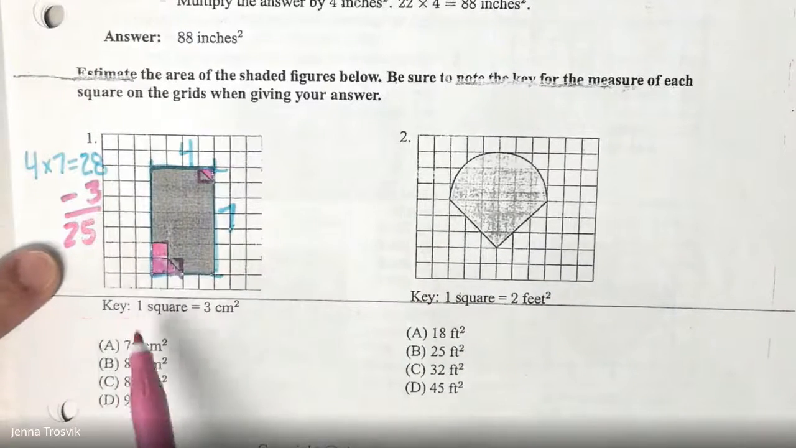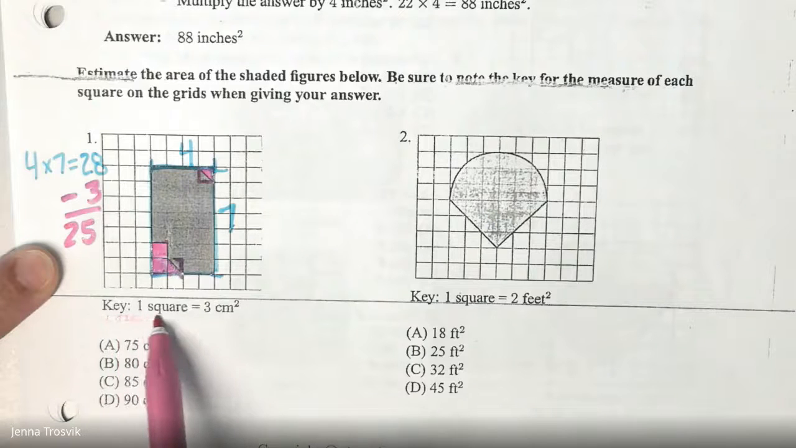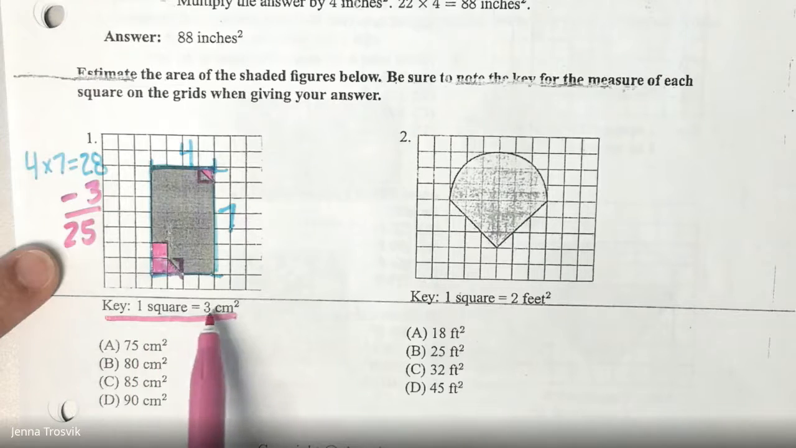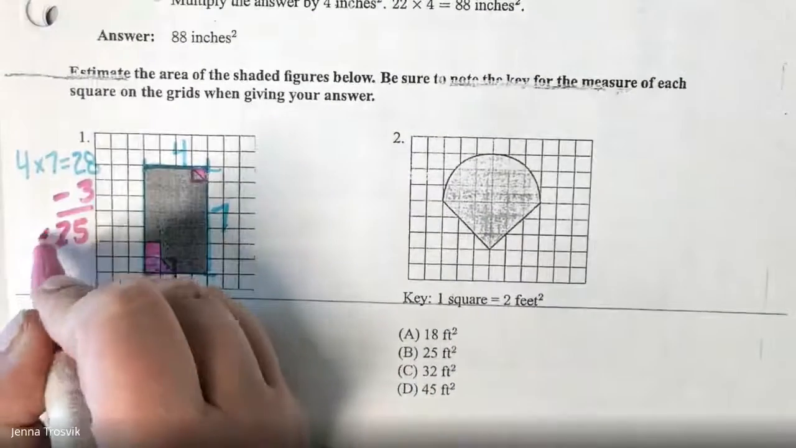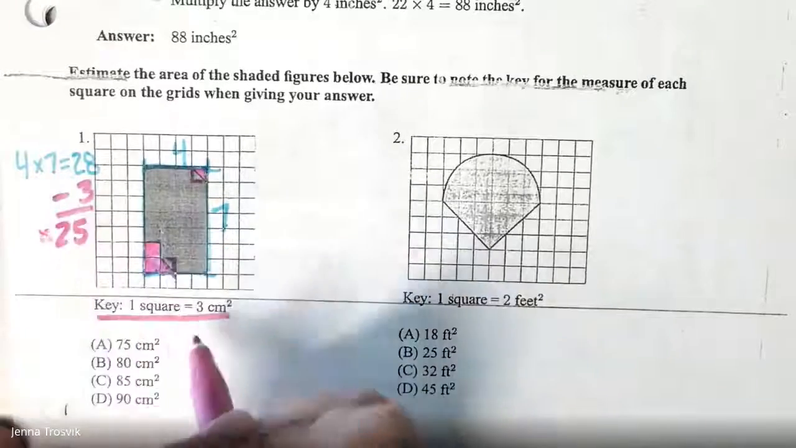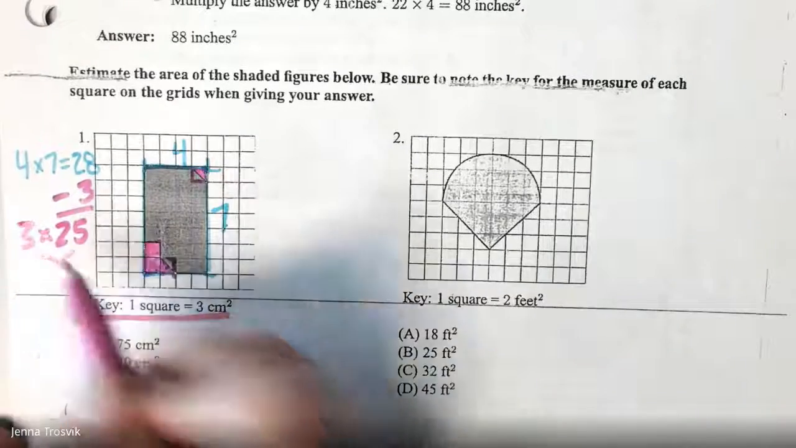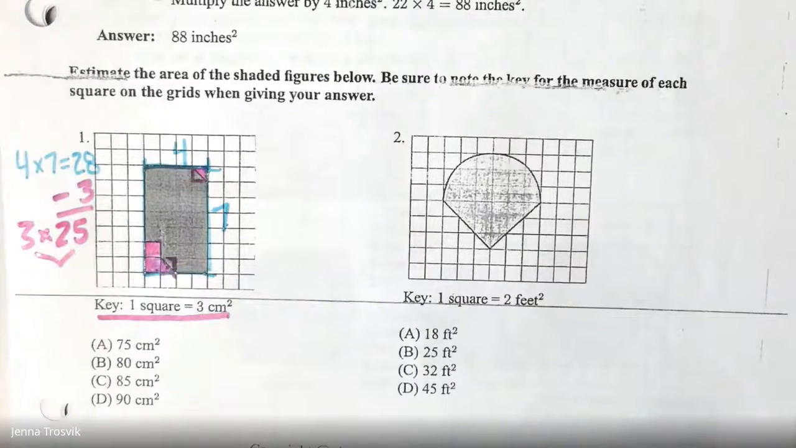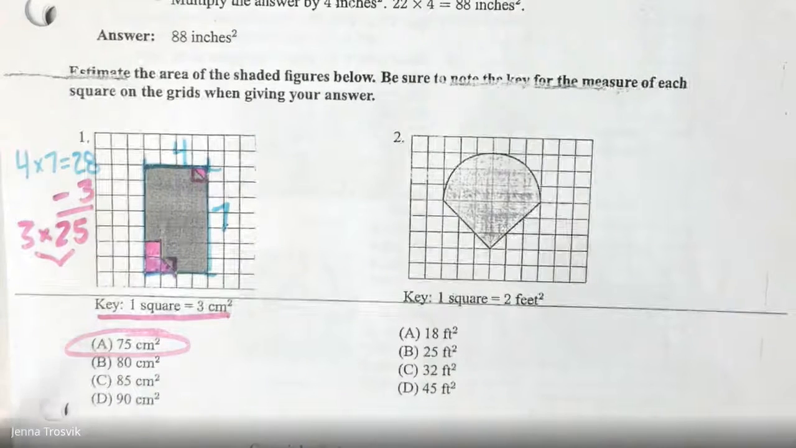Now there's a trick to this because they add an additional piece. They say that 1 square unit actually equals 3 centimeters squared. So we actually have to take those square units and multiply them by 3. Now, once we do that, then we have our answer. 25 times 3 is 75, so our best estimate would be 75 centimeters squared. And remember, we always measure in square units per area.